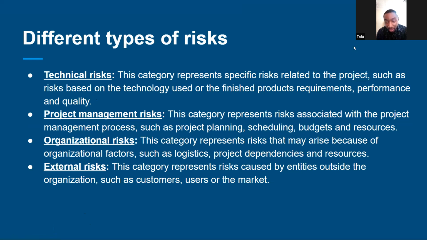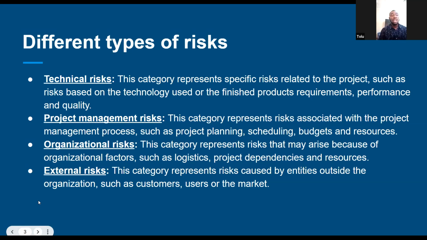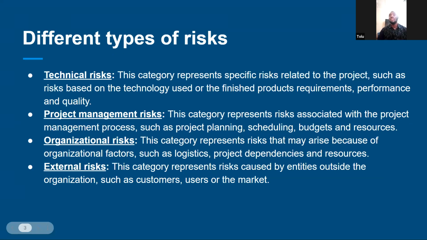We have the organizational risk. This category covers risks that may arise because of organizational factors such as logistics, project dependency, and resources. So organizational risk basically means that as an organization, what they depend on for that project to be completed, what resources are available for that project to be completed, what their capacities are, and whether they have enough human resources to get it done. Is it enough? That's the risk to check.